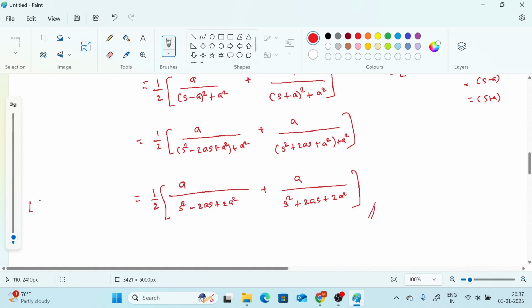In some books you can see it is simplified in a further way, or in some books you can see this as the answer. So we needed to find out the Laplace of cos hyperbolic at sine at. That's it.